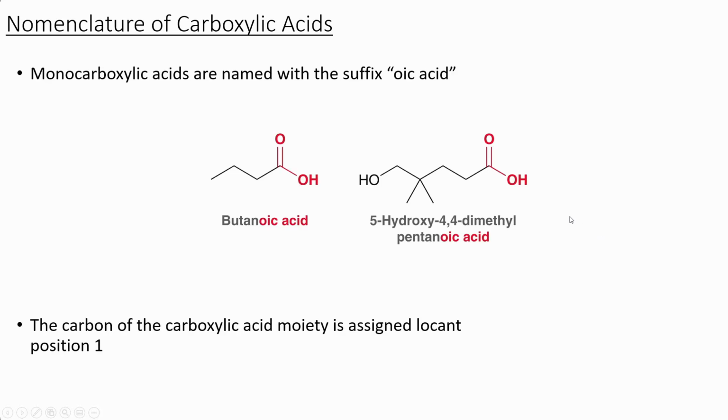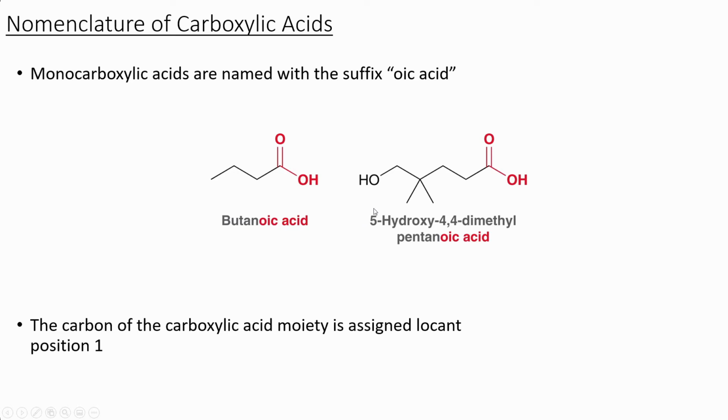So as always, we'll begin by going through the naming procedures for these compounds. Butanoic acid, we can start with our root. We have a 4-carbon root, so we have butane. And then our suffix for carboxylic acids will be oic acid. So it's a bit longer of a suffix than normal.